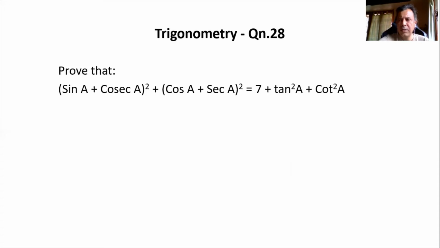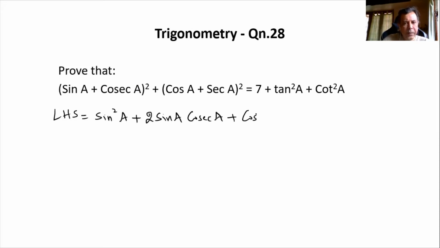Let's move on to this next question. Start with LHS. There is sine A plus cosecant A the whole square. It is like A plus B the whole square. So let us expand it. A square plus 2AB plus B square.